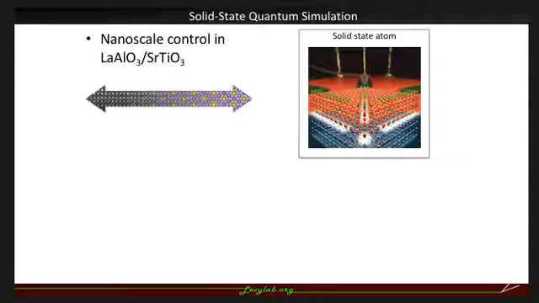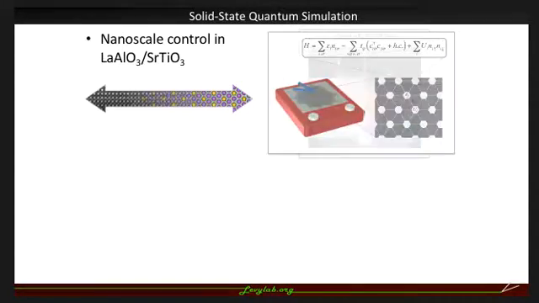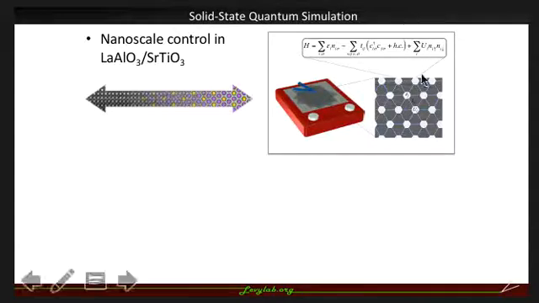And this allows us to create a lattice of sites for putting electrons which doesn't have to bear any resemblance to the underlying lattice of the LAO-STO. And in this way, we can create any number of one-dimensional or two-dimensional lattices and simulate a wide range of Hamiltonians, such as the Hubbard model Hamiltonian pictured here.